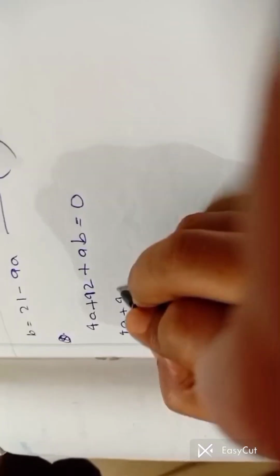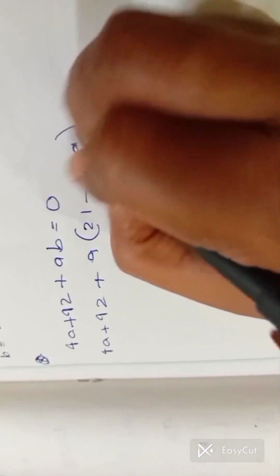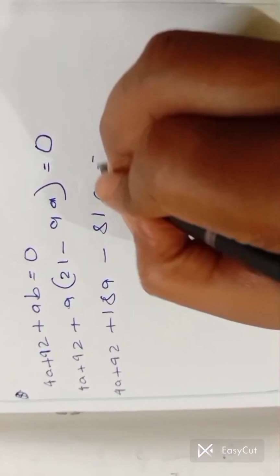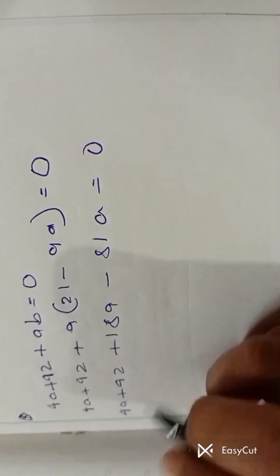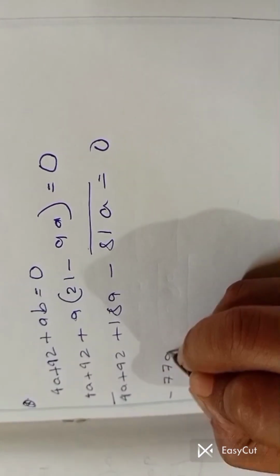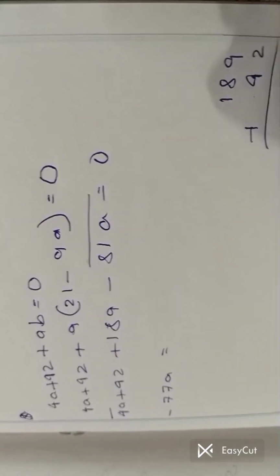After putting the value of b, what do we get? 4a + 42 + 9(21 - 9a) = 0. So we will solve this equation. We get 4a + 42 + 189 - 81a. Here 4a and -81a give -77a. And adding 189 and 42, we get 9 plus 2 equals 11, 8 plus 4 is 12, 1 plus 1 is 2, so 231.